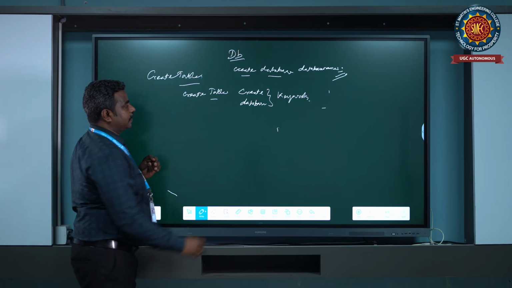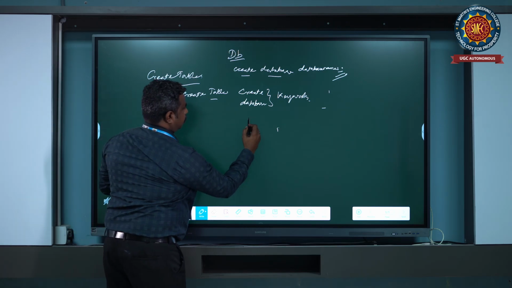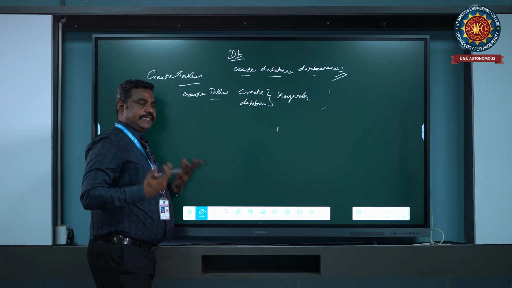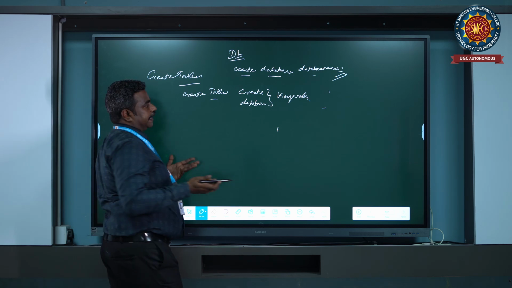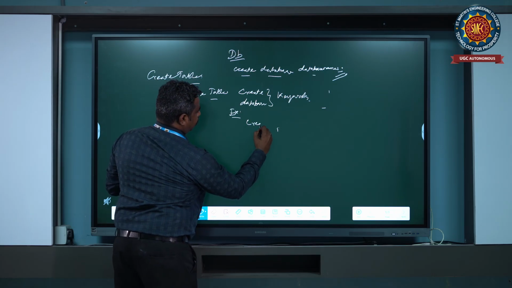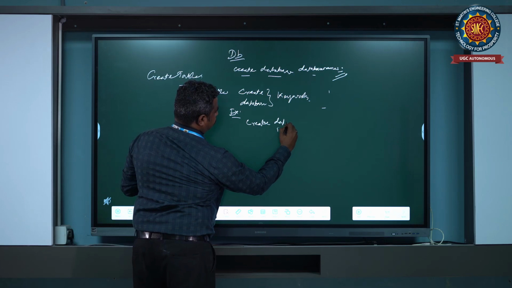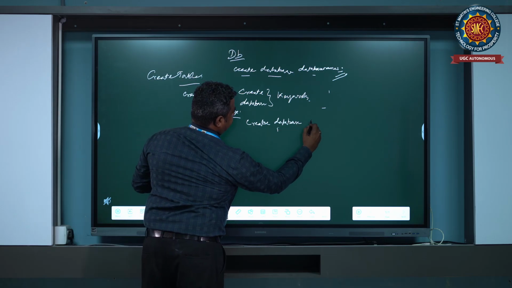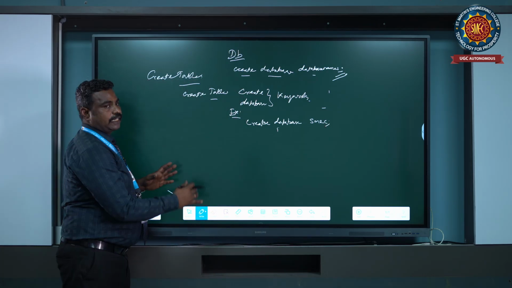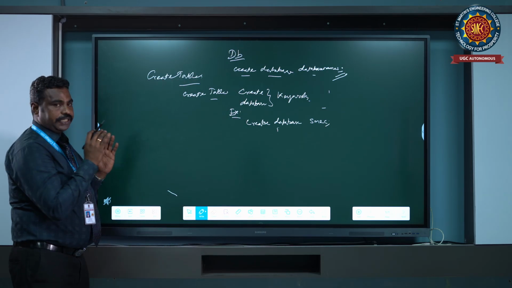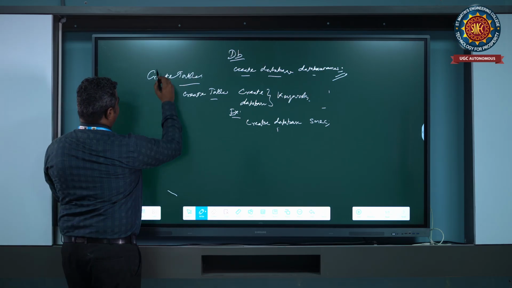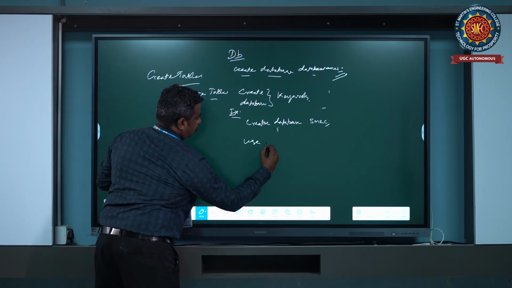So we create the database. Then database name equal to the name of the database. Any name of the database you want. Example: create database SMEC, ending with a semicolon. So the database is created. Then use the database: use database name.